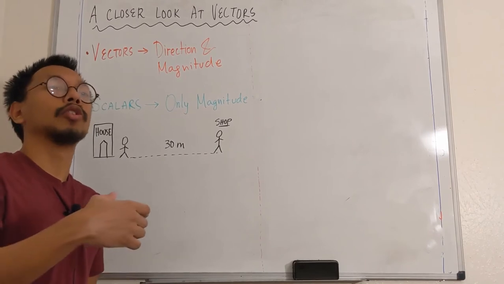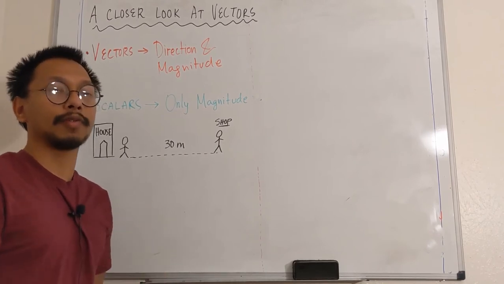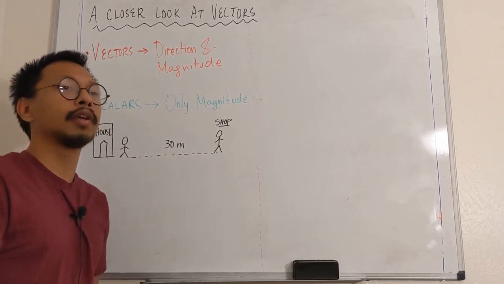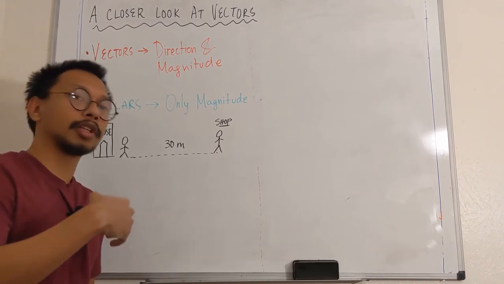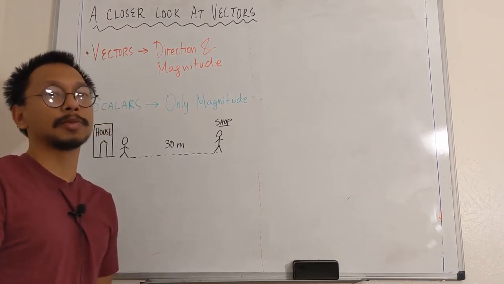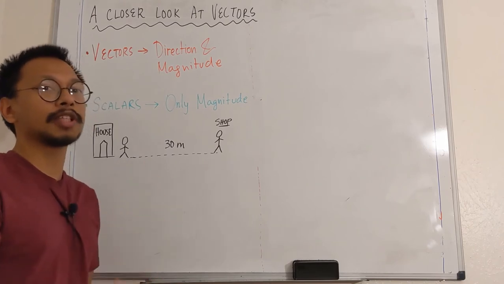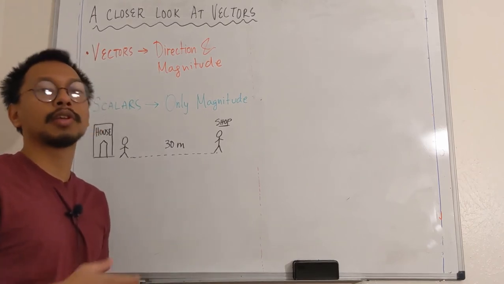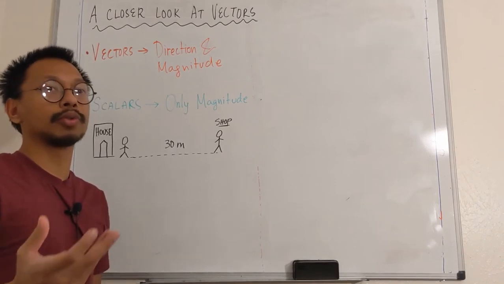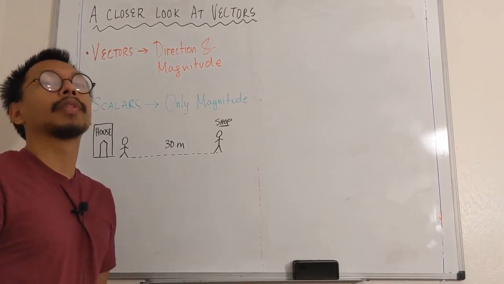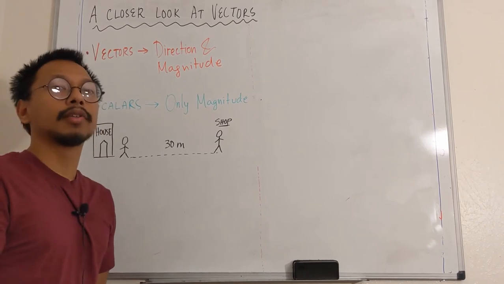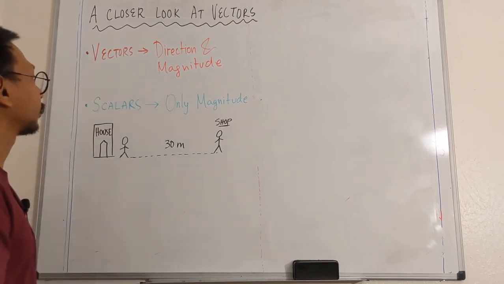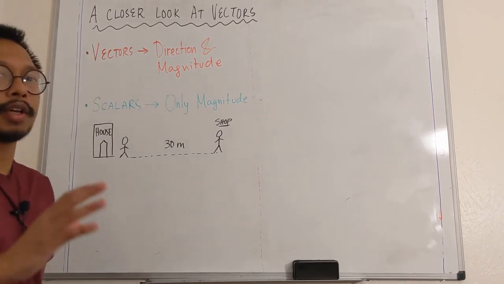But to have a complete definition of the velocity of a moving object, you have to say someone or some object is moving at 5 meters per second in a specified direction. When you mention that specified direction, for example, due east, due north, due west, due south, or however you choose to denote that direction, then we'll say that that's a vector. So let's look at an example.